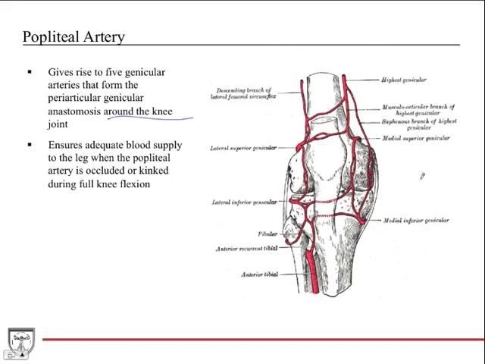Knowing the individual names of these arteries is not typically too high yield for either anatomy, and definitely not for a board exam. It's just good to know what the genicular anastomosis network is. All these arteries come off in some way off the popliteal artery, and then they connect to the distal portion of the artery, and the branches like anterior tibial and posterior tibial. The purpose, like any other anastomosis network, is to ensure adequate blood supply to the leg when the popliteal artery is occluded or kinked, such as during full knee flexion. If you flex your knee fully, you'll kink the artery, and that could occlude it somewhat. So this ensures adequate blood flow to the lower extremity.